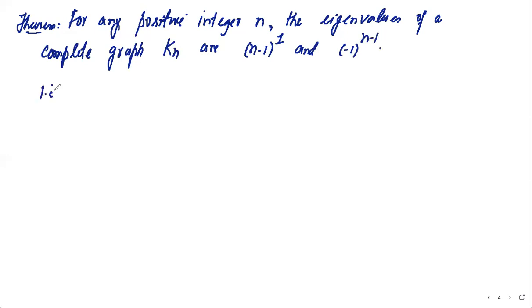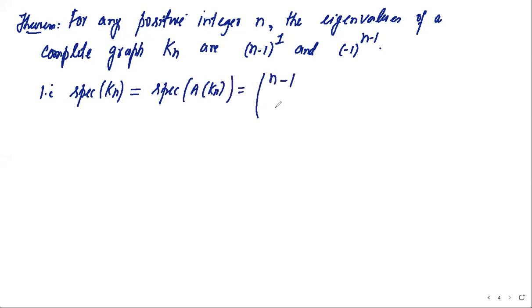So that is the spectrum of a complete graph Kn. This will be equal to the spectrum of the adjacency matrix of Kn. Now one of the eigenvalues is n minus 1 and it is repeated just one time, and all the remaining eigenvalues are equal to minus 1 and they are repeated n minus 1 times. Or we can write this as n minus 1 once and minus 1, n minus 1 times. So let us do the proof.